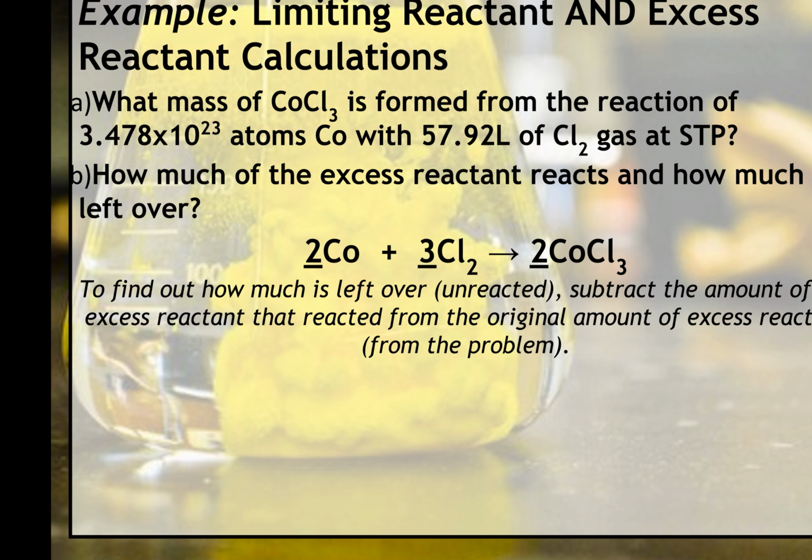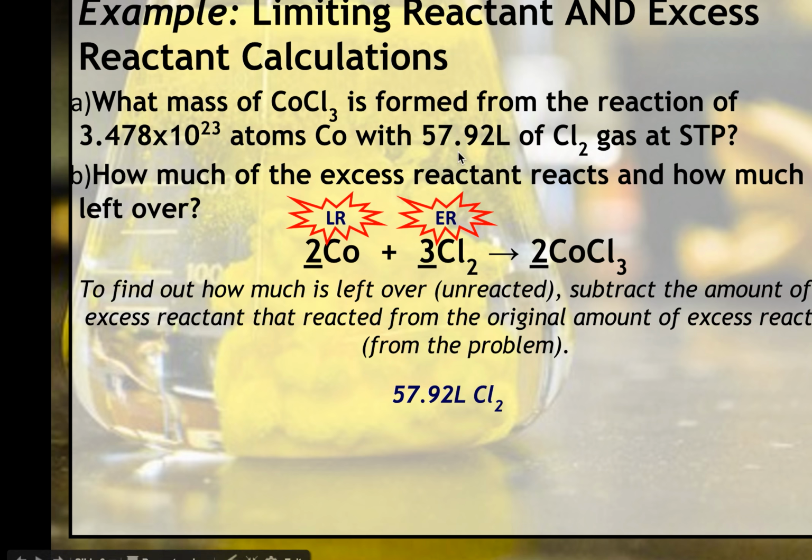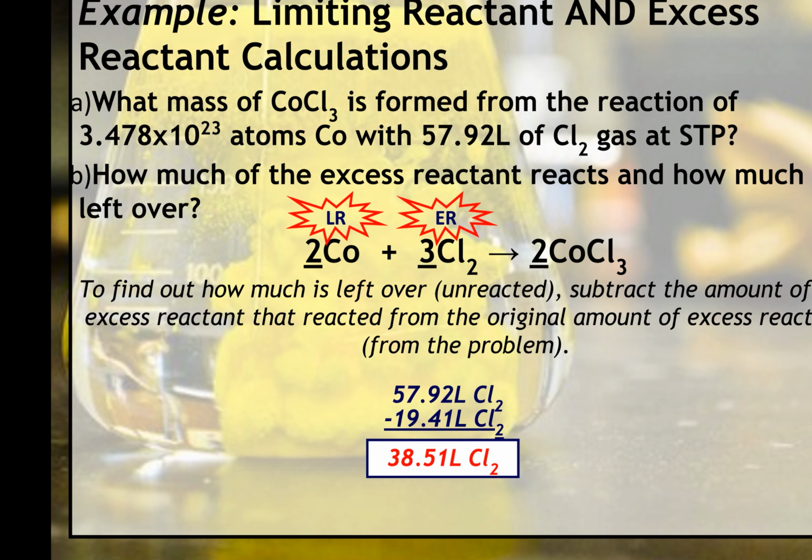Same question. To find out how much is left over or unreacted, I just need to subtract the amount of the excess reactant that reacted from the original amount of the excess reactant from the problem. So this is what I had. We just figured out what I used, and I just have to find the difference. So I started with 57.92. I'm using 19.41 liters, which gives me a difference of 38.51 liters. So this is going to be how much is used, 19.41, and this is going to be the amount that's left over.